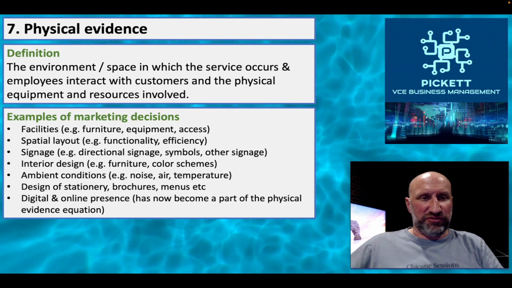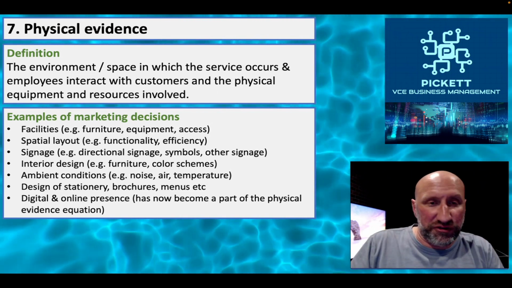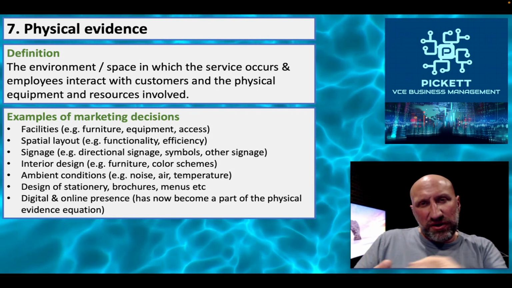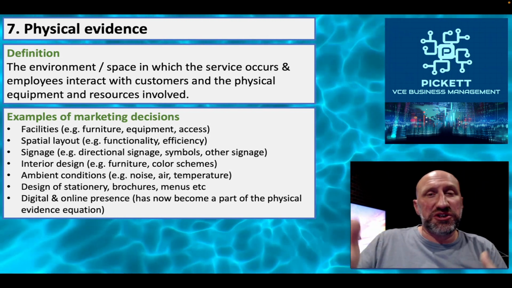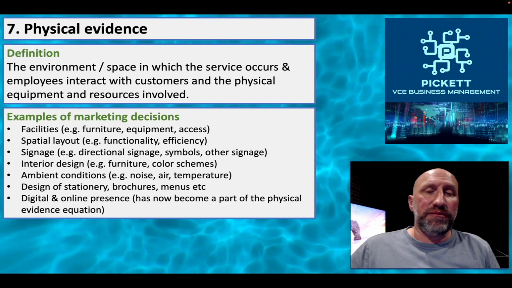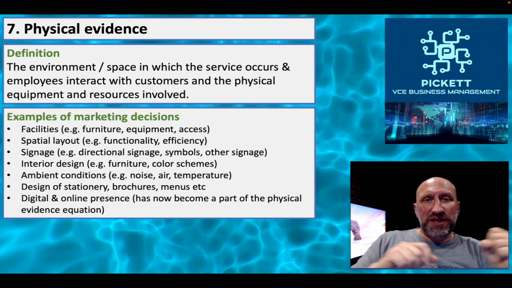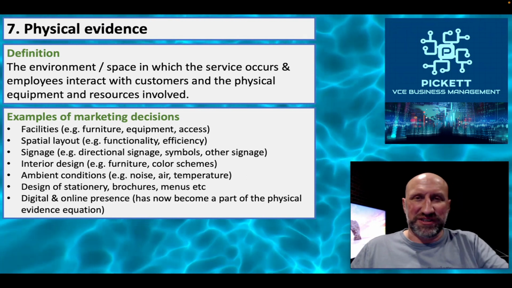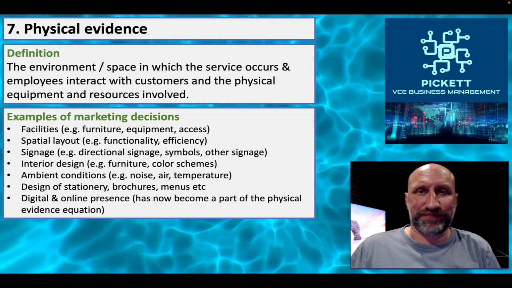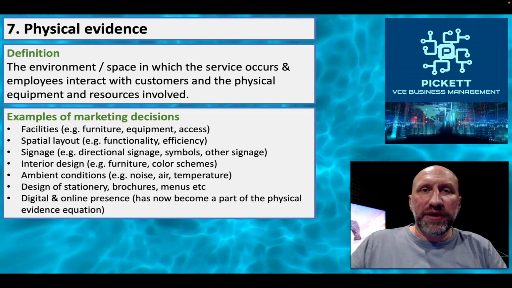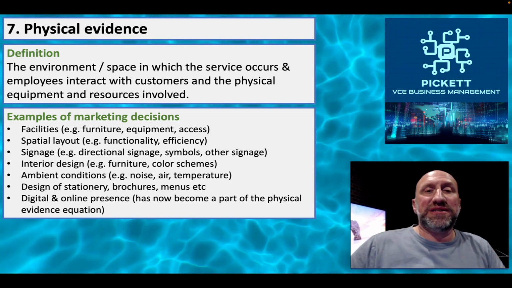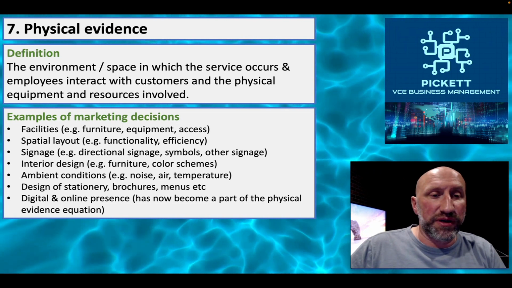So examples of marketing decisions around your facilities: what kind of furniture you're going to use. Again, think about a service business. The kind of furniture is going to portray a certain type of image. The spatial layout, is it going to be functional? How efficient is it? Signage, all of the stuff that you see there, if you think about it, is going to portray something about the business. And again, this stuff can be really, really important.